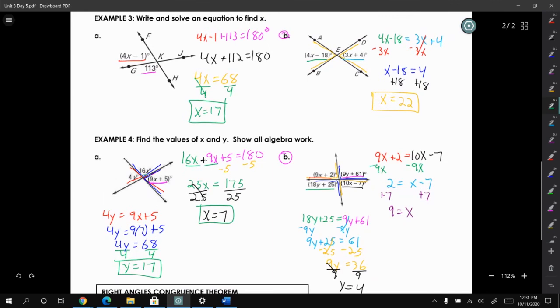So I hope that this makes sense. The big takeaway here is that vertical angles are equal, they're congruent. So if you have the angles that are across from each other, set them equal to each other, and then the angles that form a line add up to 180. So you got to take those two angles, put a plus sign between them, and then set them equal to 180.